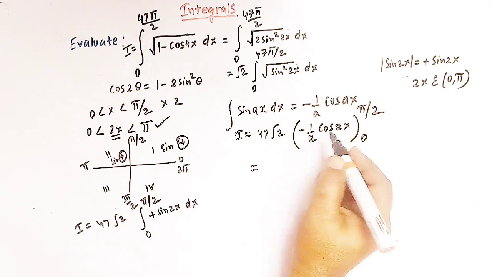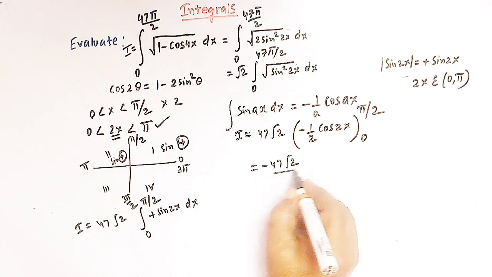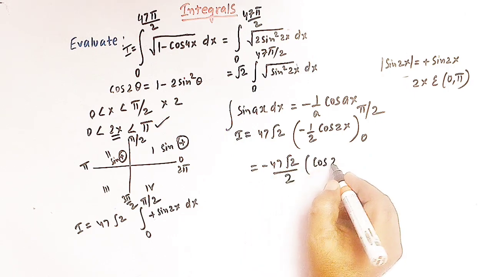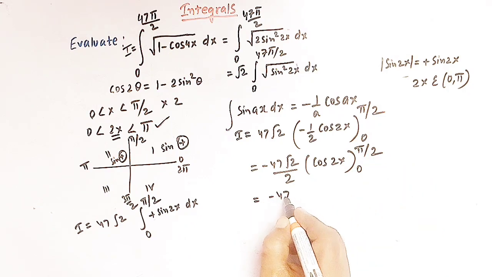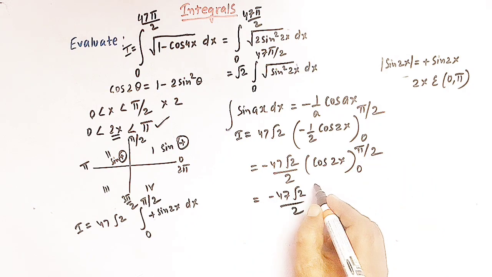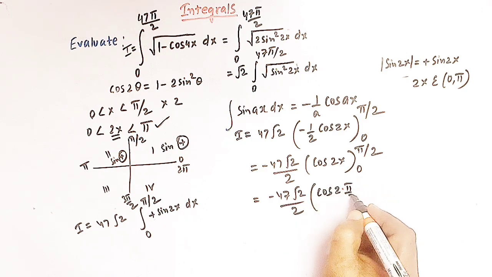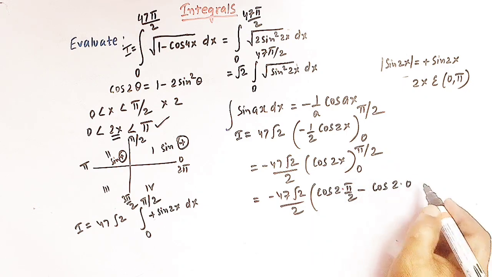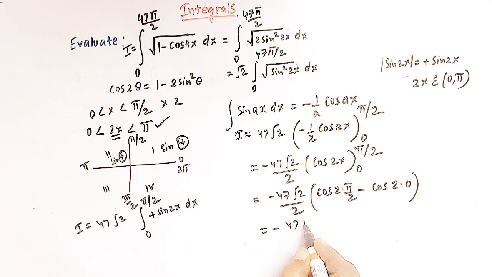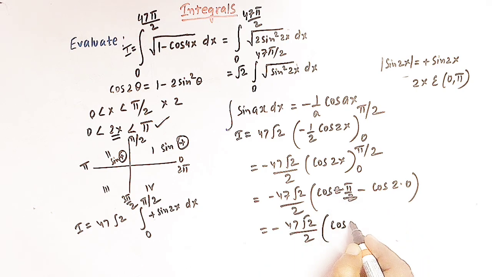Now taking minus half outside the bracket, we have minus 47 root 2 over 2, and simply cos 2x from 0 to pi by 2. Now substituting the limits and taking the difference, first we have cos of 2 times pi by 2, that is cos pi, then minus cos of 2 times 0, and this is minus 47 root 2 over 2. This 2 and this 2 get cancelled, so we have cos pi minus cos of 0.